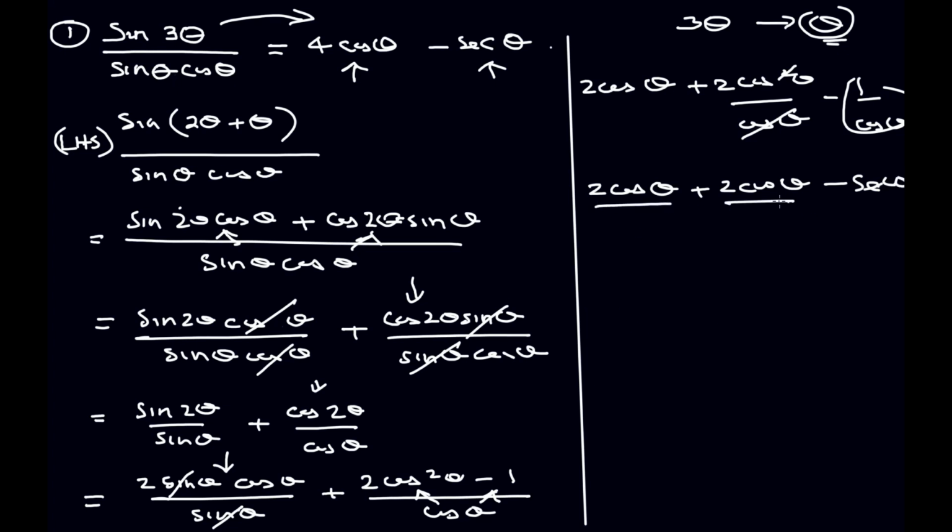Now these are like terms. In our algebra, we said we add like terms, so nothing is different here. Everything is the same. Coefficients can be different, but we see that the function and the angle are the same, so we can add these. So these are going to be 4 cos theta. Then here we're going to maintain our sec theta.